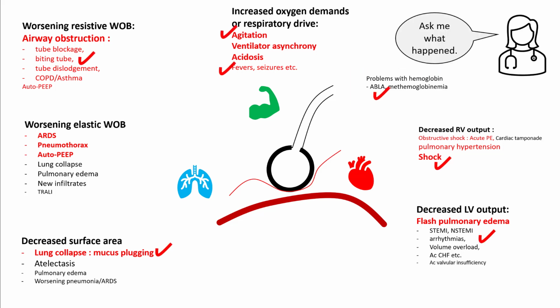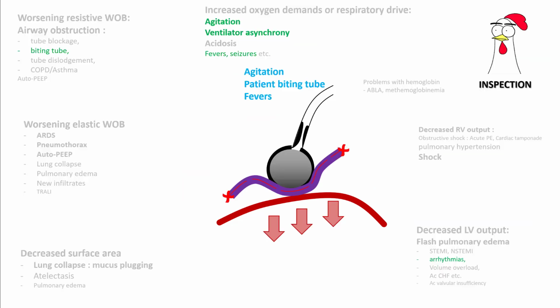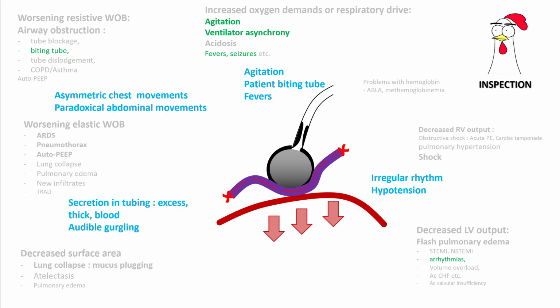Before proceeding, make sure that you talk to the nurse about what's going on, and she can give you a quick summary of the things that have been going on, and you can focus on the points that would make the patient hypoxemic. For example, agitation, fevers, type of secretions, rhythm problems, blood pressure, etc. Observe the patient while you're talking to the nurse to see if he's agitated or biting the tube. Look at the chest wall movement and abdominal movements. Look at the secretions in the tubing and see if you hear any audible gurgling that would suggest a cuff leak.